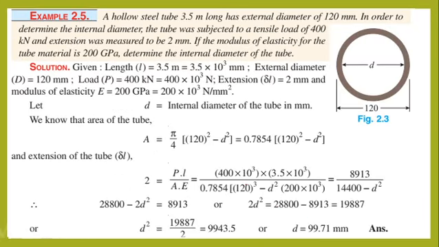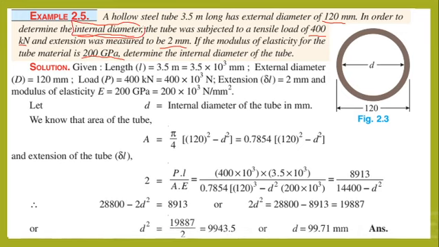Here is one more question. A hollow steel tube, 3.5 meters long, has an external diameter of 120 mm. You have to calculate the internal diameter. The tube was subjected to a tensile load of 400 kilonewton, the extension delta L is 2 mm, and the modulus of elasticity is 200 gigapascal. So we have to calculate the internal diameter.